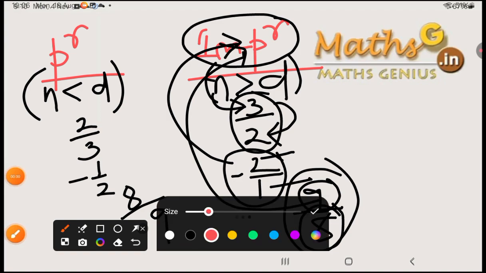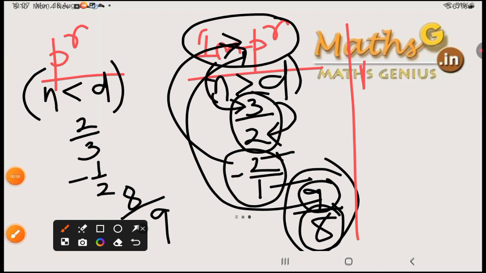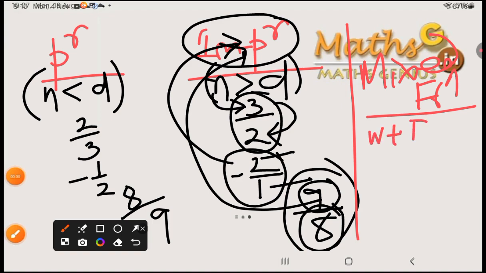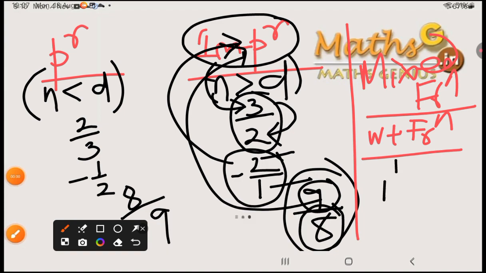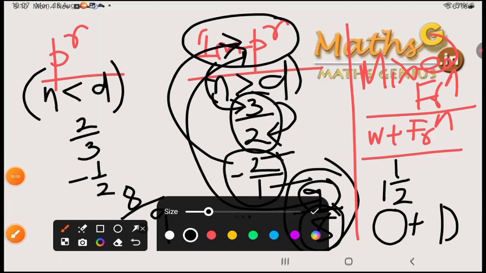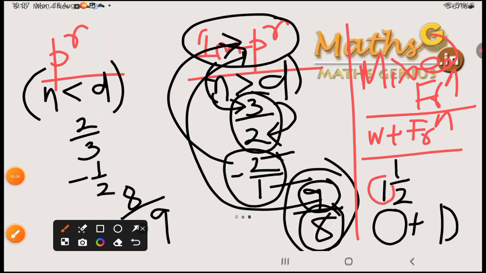Then another type of fraction exists, which we call a mixed fraction. What is a mixed fraction? It is a mixture of something. If we have a whole number plus some fraction, then we call it a mixed fraction. For example, let us say 1 whole 1 by 2. So, there is a whole of the cake plus there is half of the cake.